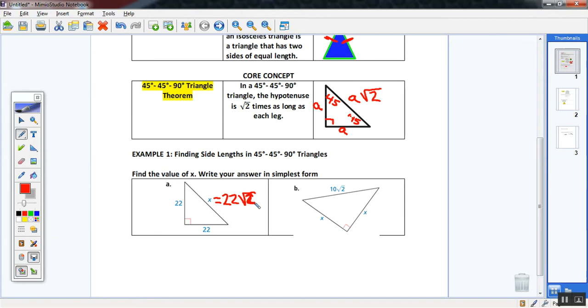Instead of knowing the legs right here, they're saying the hypotenuse is what? 10 times the square root of what? 2. Well, if this is true up here, then work backwards. These are 10, aren't they?